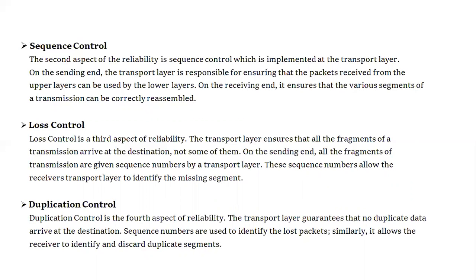Duplication control is the fourth aspect of reliability. The transport layer guarantees that no duplicate data arrives at the destination. So we have a port number and a sequence number. Through these, we can identify a lost packet and a duplicate packet. It allows the receiver to identify and discard the duplicate segments.